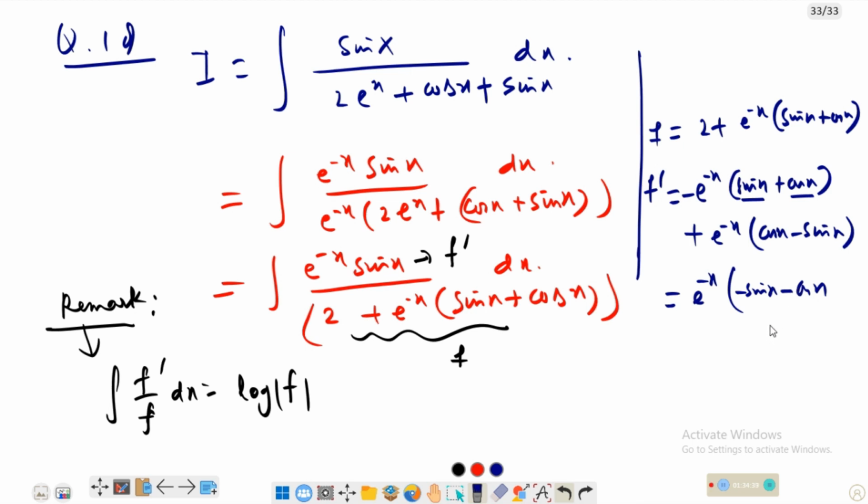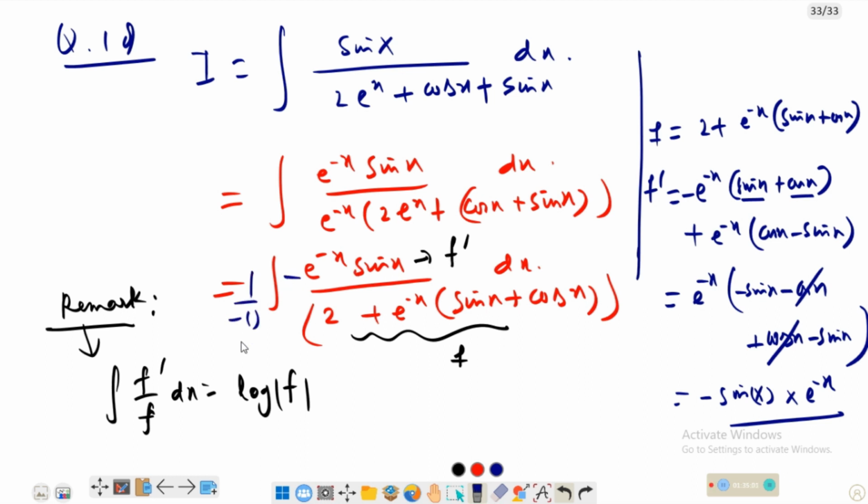And cos x minus sin x. Okay, so this quantity cancels out. This is minus sin x into e to power minus x. Okay, so we need to multiply a minus sign for making f dash. Okay, so now this is f dash.